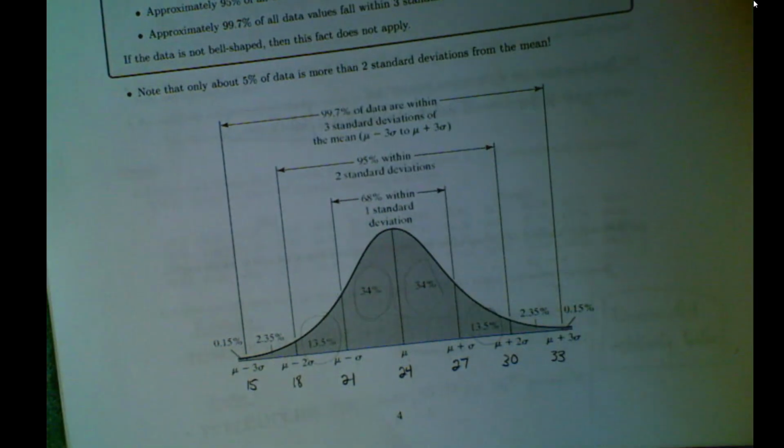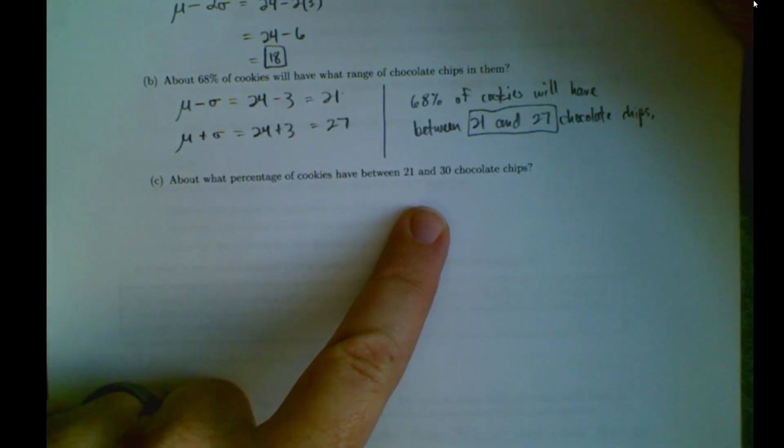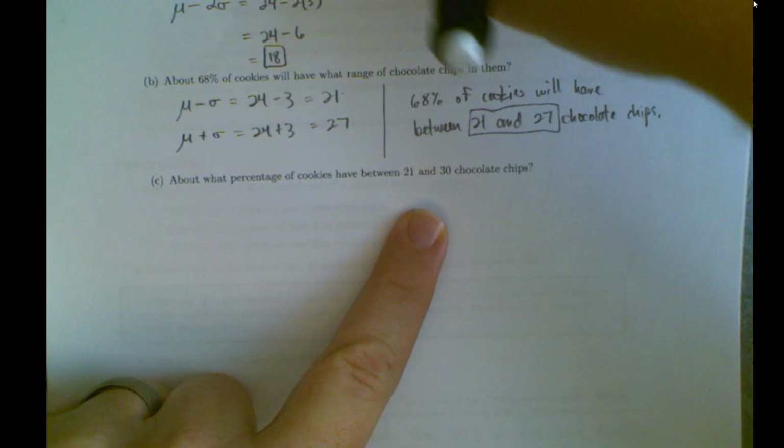You'll notice that the distance between these numbers is 3, right? To get from 24 to 27, we add 3, 27 to 30, we add 3, 30 to 33, we add 3. That's because each of these is 1 standard deviation apart, right? And a standard deviation in this case is 3 chocolate chips. Anyway, to answer the question though, we were asked about what percentage of cookies have between 21 and 30 chocolate chips.